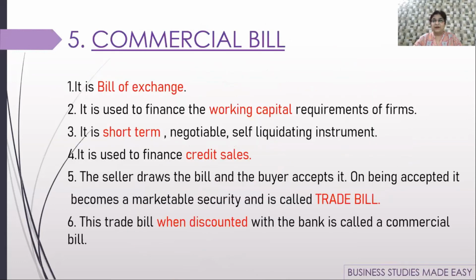So what is a commercial bill? It's a bill of exchange and it is used to finance working capital, that is short-term. It is a short-term self-liquidating instrument. And it is used for credit sales. Remember the drawer and the drawee, that is on credit sales. So the seller draws the bill and the buyer accepts it and it becomes a trade bill. And when this trade bill is discounted by the drawer with his bank, it becomes a commercial bill. So these are the 5 instruments traded in the money market. I hope you have understood them well.